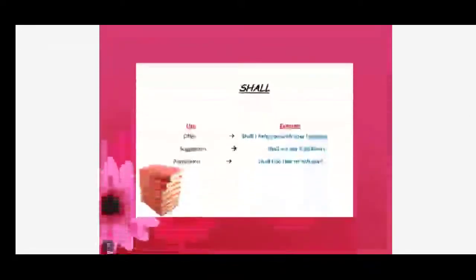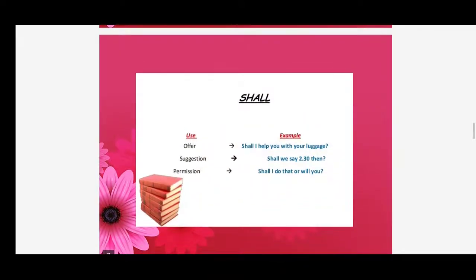Now we will talk about the next, that is shall. As you know, shall is actually a helping verb, but at the same time it is a modal, an auxiliary verb too. So where do we use it? Whenever we have to make an offer, make a suggestion, or ask for permission. For offer, the sentence could be, "Shall I help you with your luggage?" So here one is giving an offer. Second, for suggestion, "Shall we say 2:30 then?" So it's again about a suggestion.